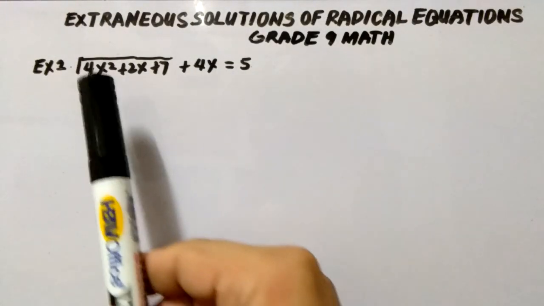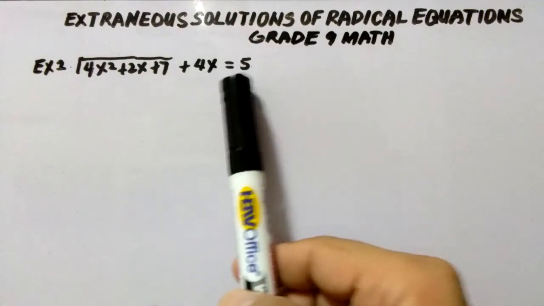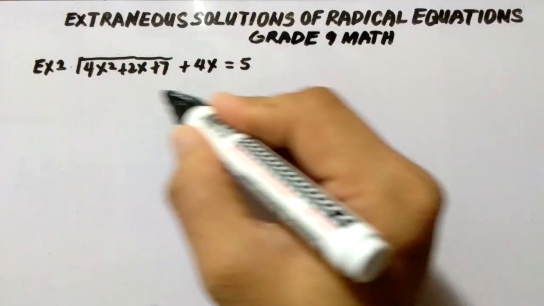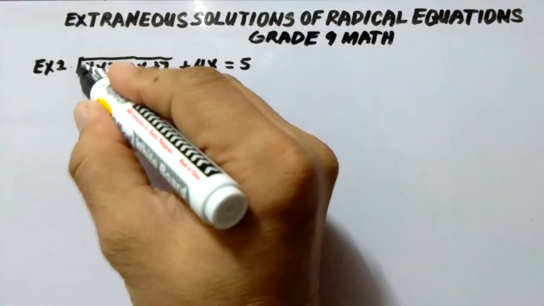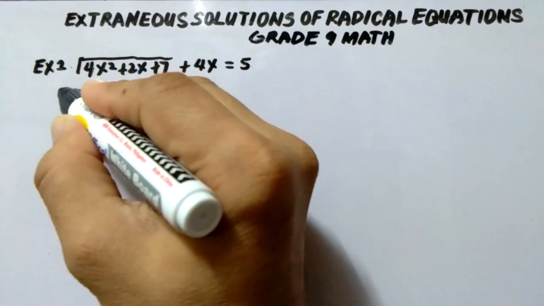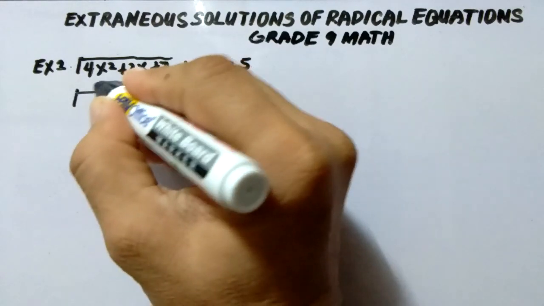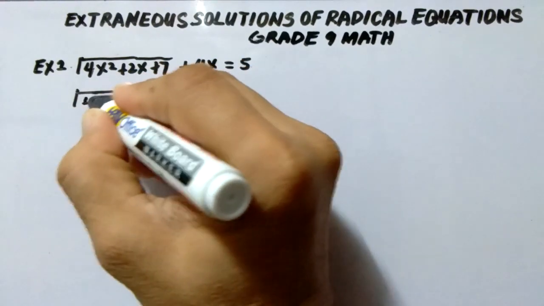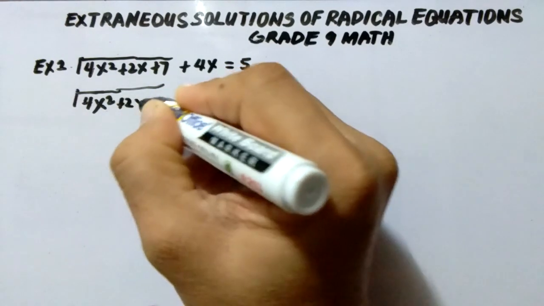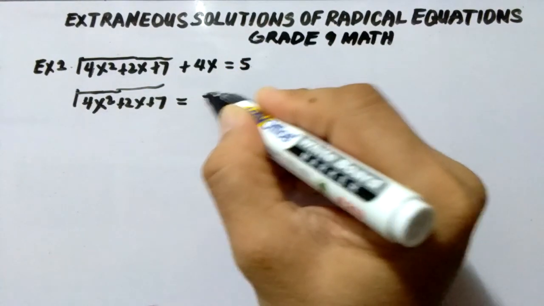Example number 2, square root of 4x squared plus 2x plus 7 plus 4x is equals to 5. So, ang una po natin gagawin is to isolate one radical. So, ito pong square root of 4x squared plus 2x plus 7, maiiwan po yan dito sa my left side. Square root of 4x squared plus 2x plus 7 is equals to, so we have 5.